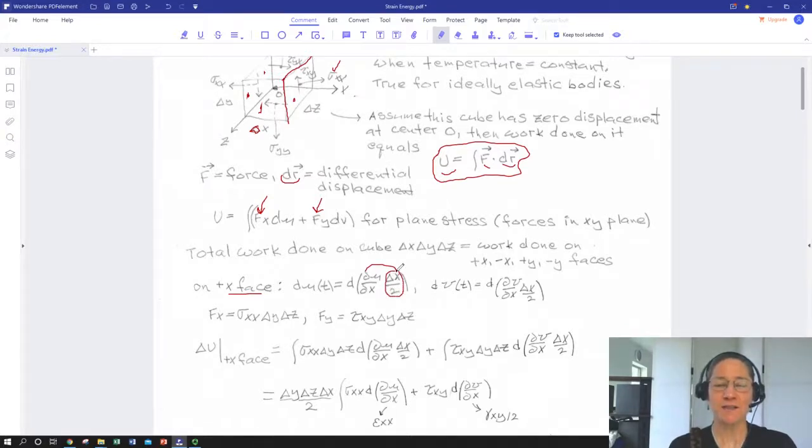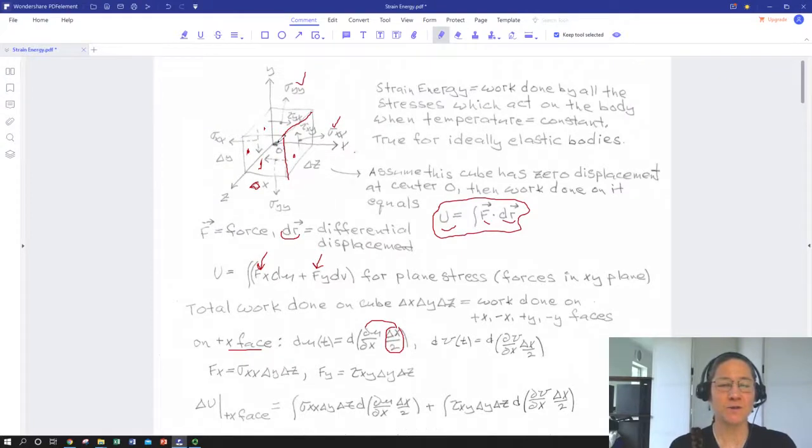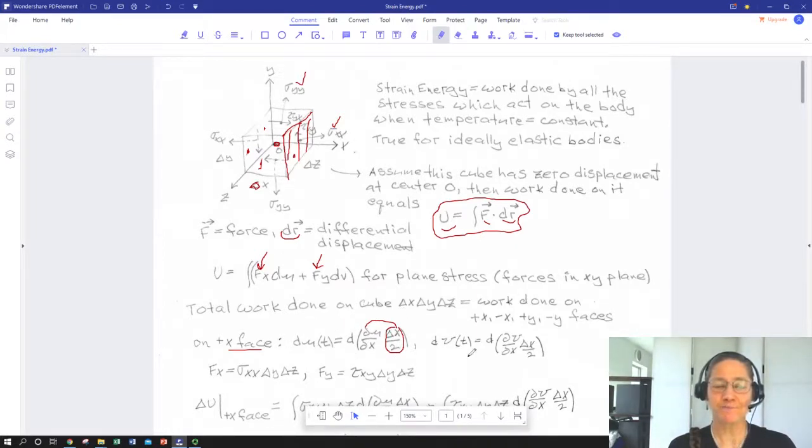So delta x over 2, if point O is in the dead center of the cube, this entire x face is sitting at an x location of delta x over 2. So we pop that into our differential displacement relationship.